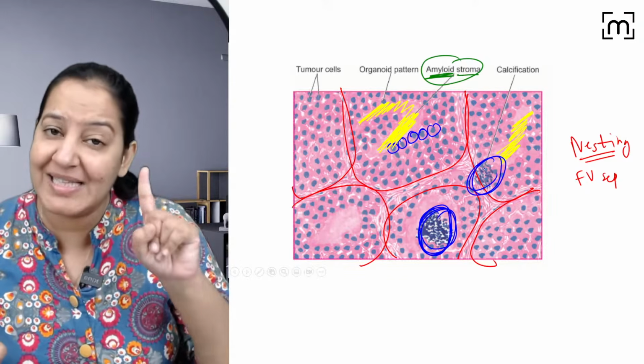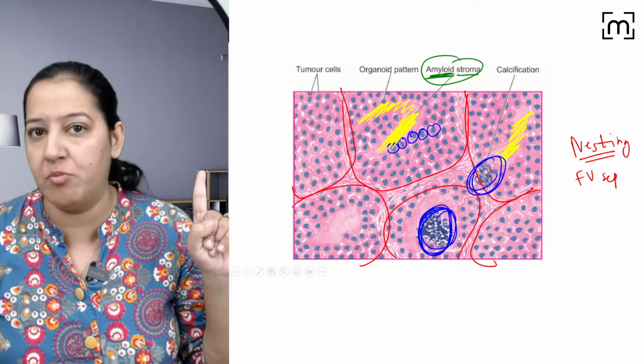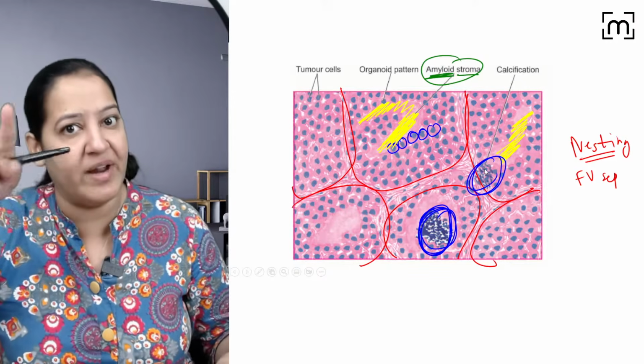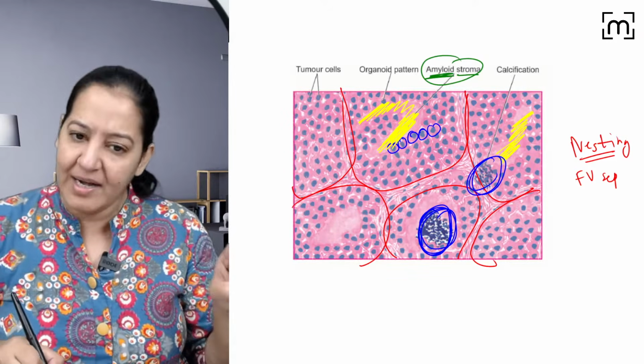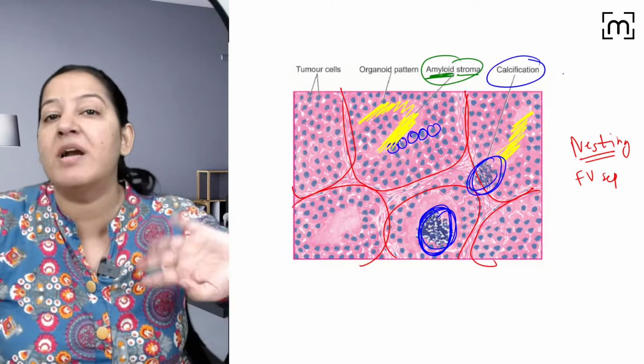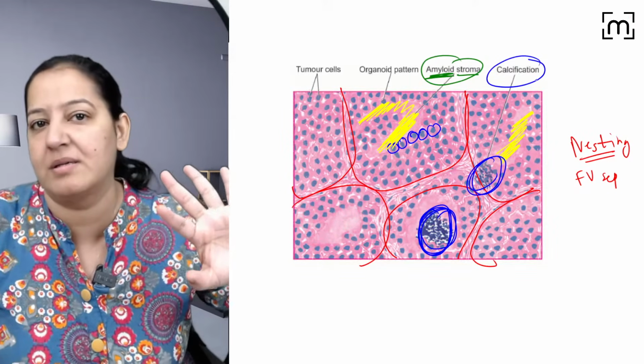I have seen calcification in papillary carcinoma also. But there the calcification was in rings, concentric rings, that is known as Psammoma bodies. Here calcification is not in rings. Here I will get simple calcification but no Psammoma bodies, mind my words.